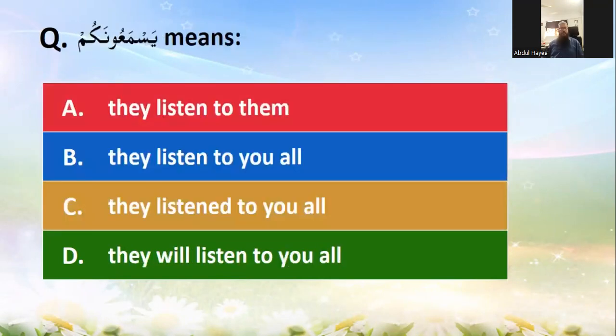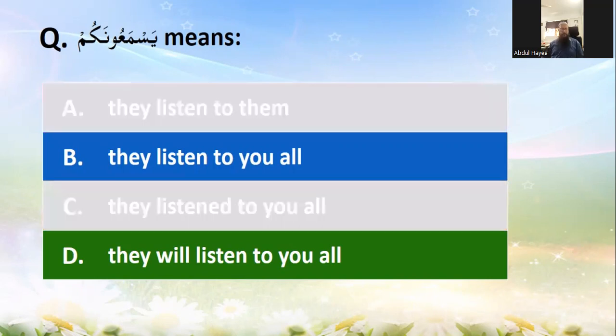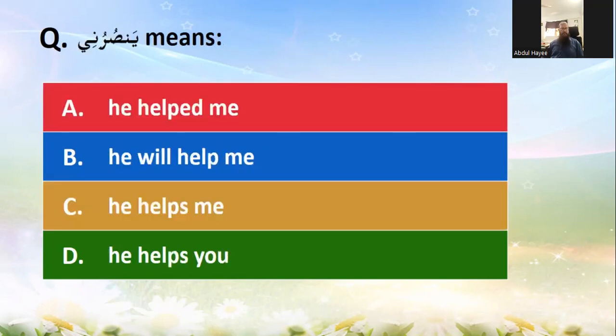Next, yasma'unakum means they listen to them, they listen to you, they listen to you all, they will listen to you all. A, B, C, D. B and D. It's a mudari. Yasma'u is a mudari. It will have two meanings, present and future. They listen to you all, they will listen to you all.